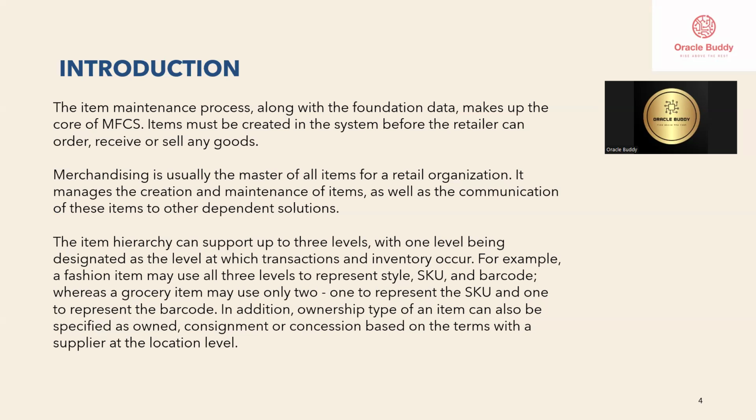The item hierarchy can support up to three levels, with one level being designated as the level at which the transaction and inventory occur. For example, a fashion item may use all three levels to represent style, SKU, and barcode, whereas a grocery item may use only one to represent the SKU and one to represent the barcode. In addition, the ownership type of an item can also be specified as own, consignment, or concession based on the terms with the supplier at the location level. We will discuss the different types of items in our upcoming slides.